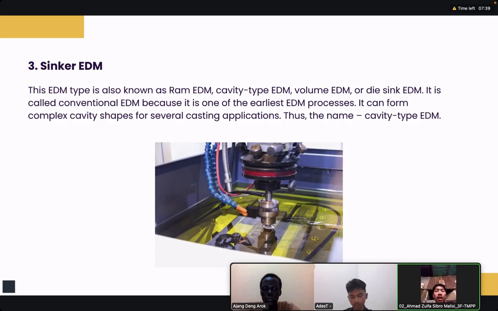And then the last, sinker EDM. This EDM type is also known as RAM EDM, cavity type EDM, volume EDM, or die-sink EDM. It is called conventional EDM because it is one of the earliest EDM processes. It came from complex cavity shapes for casting applications. Thus, the name cavity-type EDM.